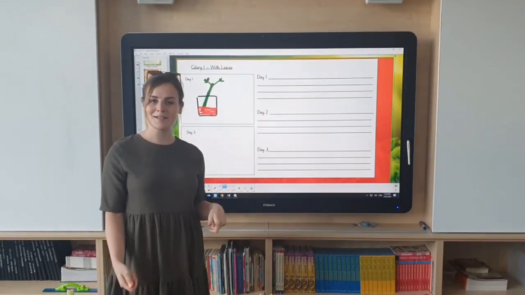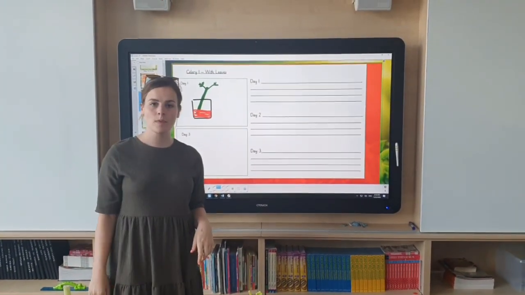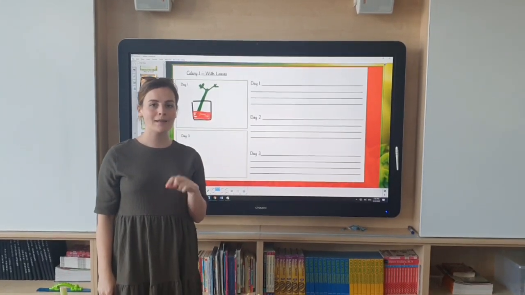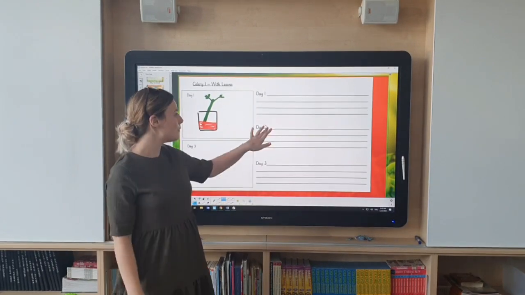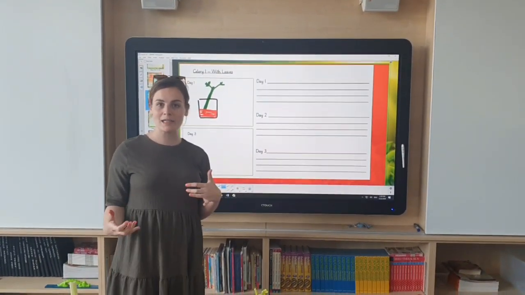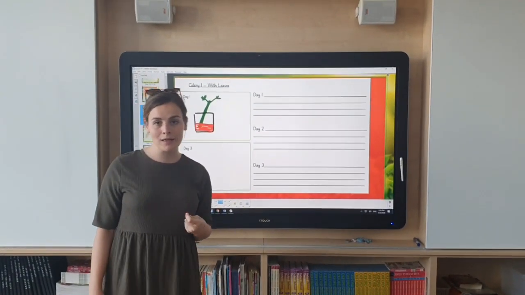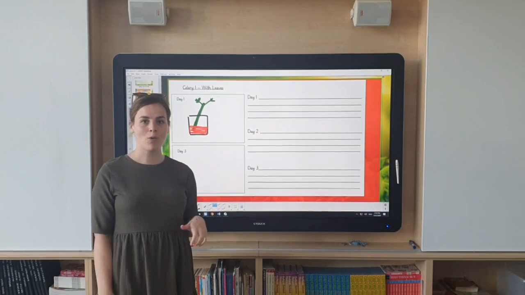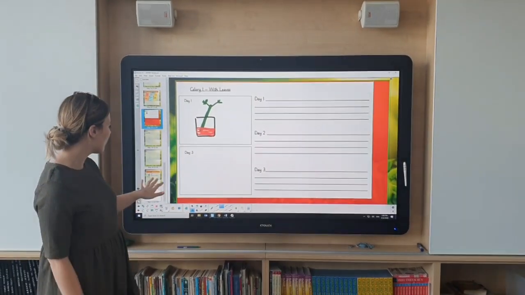I'm going to take these home and they're going to come and live with me at home, and I'm going to film them on day two and on day three for you to have a look at and fill in the boxes accordingly, to see what has changed, what has stayed the same, if there are any hints of colour in any of them, and let's find out what happens when the celery is in the coloured water.